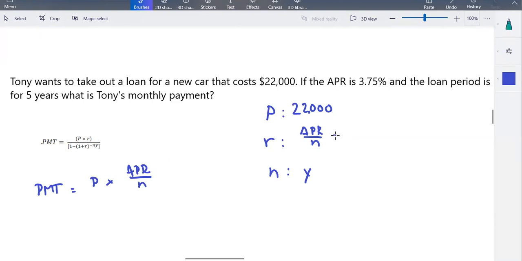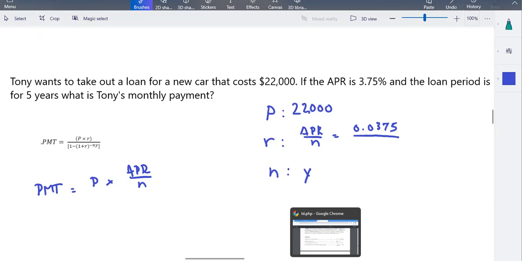So APR divided by N, that's what we're looking for here. And looks like our APR is 3.75%, but I need that in its decimal form. So I can take 3.75 divided by 100. I should get that. N is the number of compounding periods or the number of payments made.